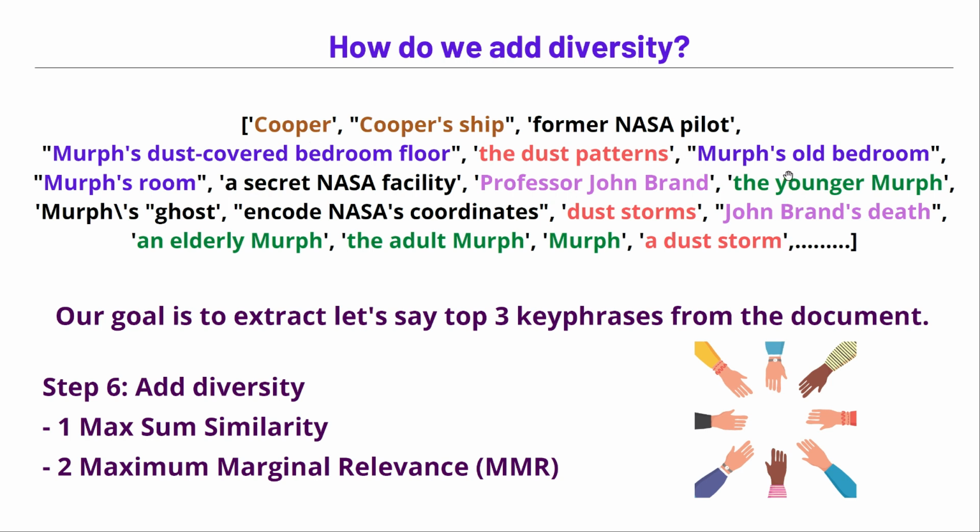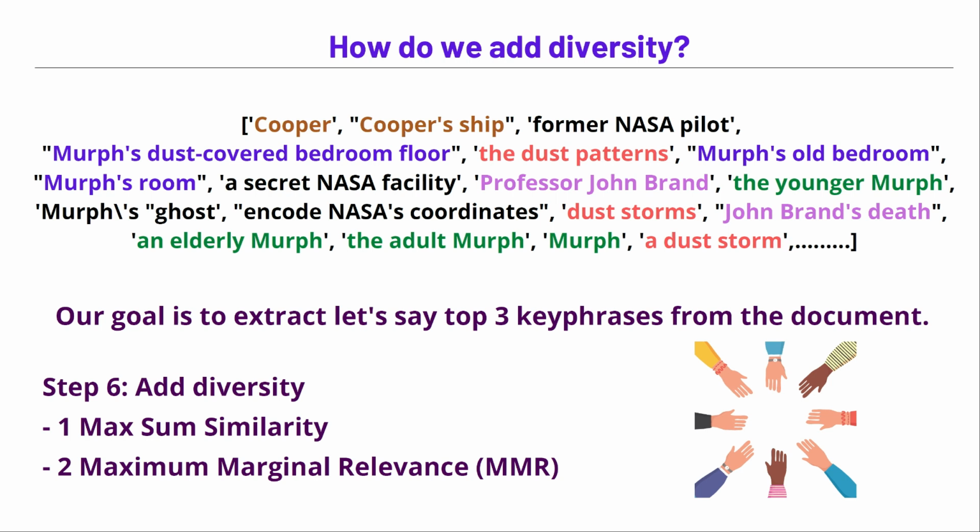And then you have, let's say, the younger Murph, an elderly Murph, the adult Murph, you might want to keep only one. Then you have the dust patterns, dust storms, a dust storm. From this you might want to only keep one. As you can see, I've color coded keywords that are close to each other, perhaps that you want to group them and keep only one keyword from there.